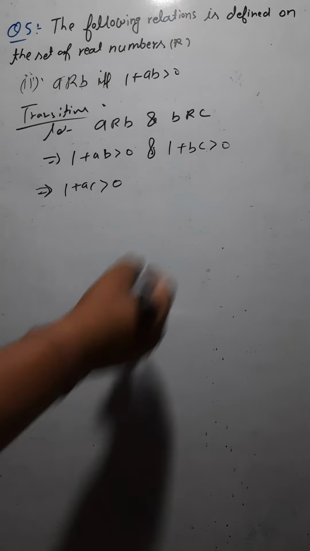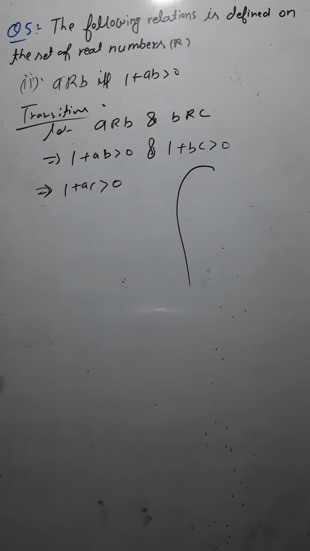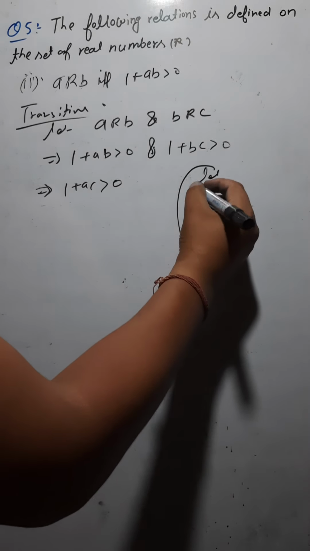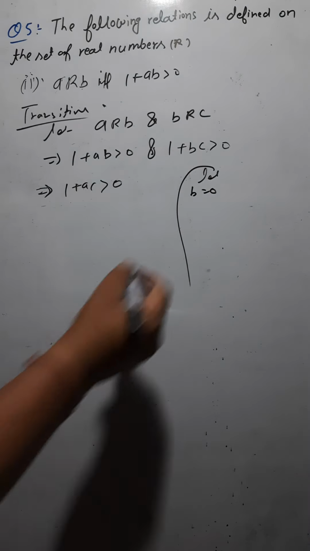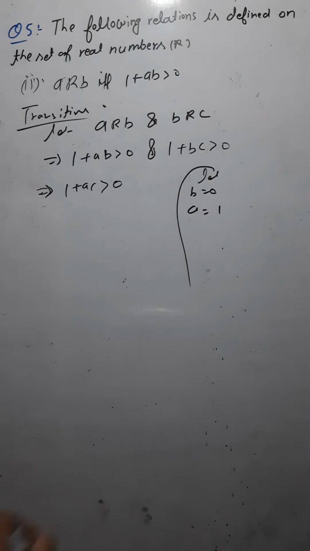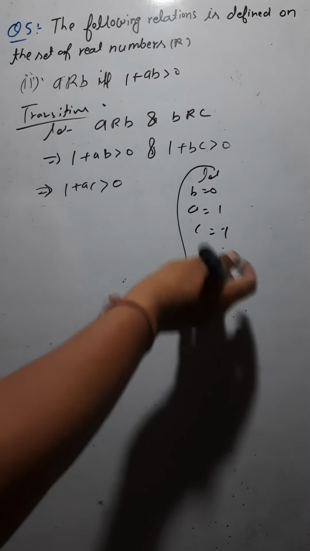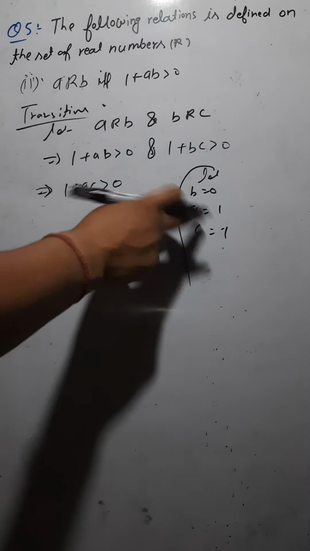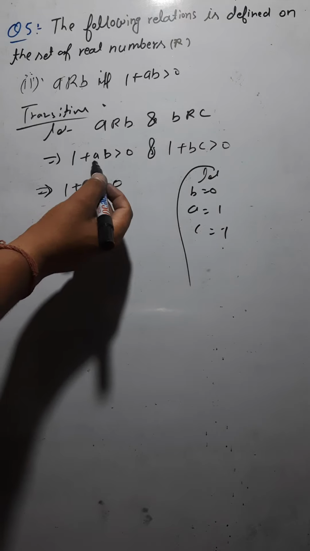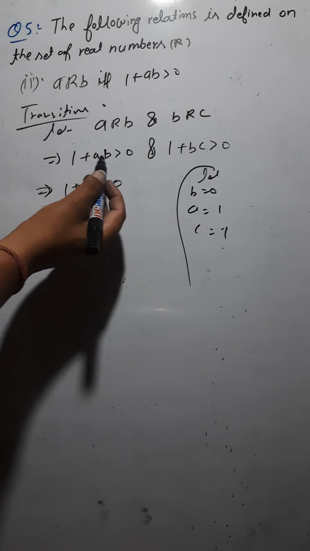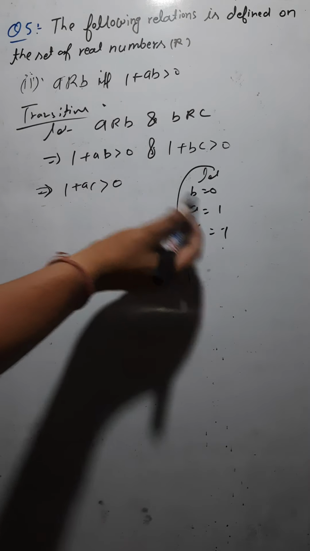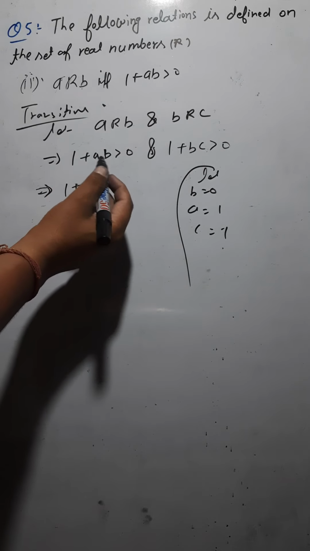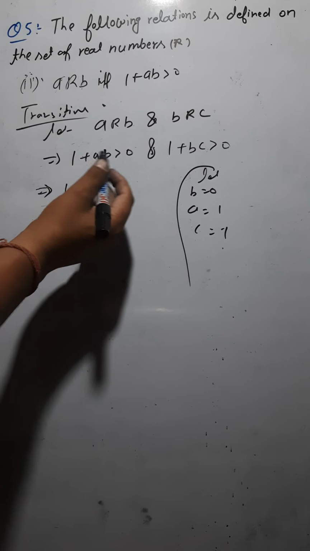For that we would take some values. Let's say b is 0, a is 1 and c is minus 1. Now one by one put the values. 1 plus ab: b is 0, a is 1, so 0 into 1 is 0, so 1 plus 0 is 1, greater than 0.